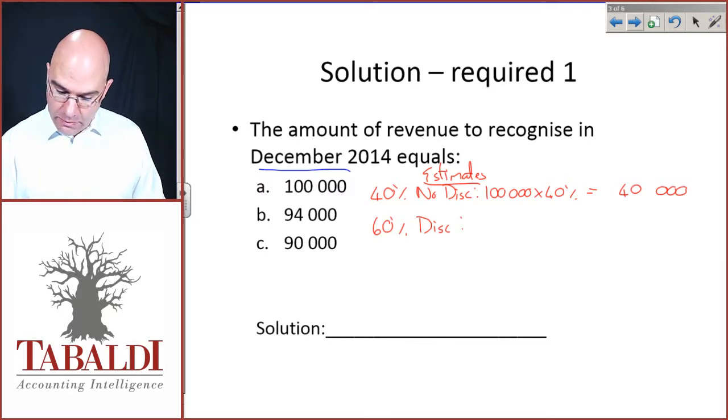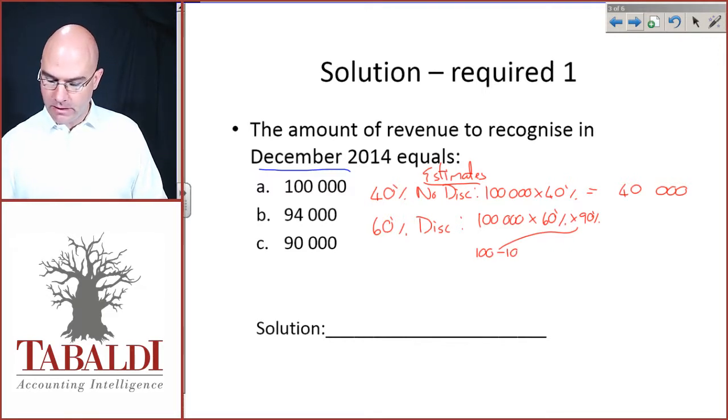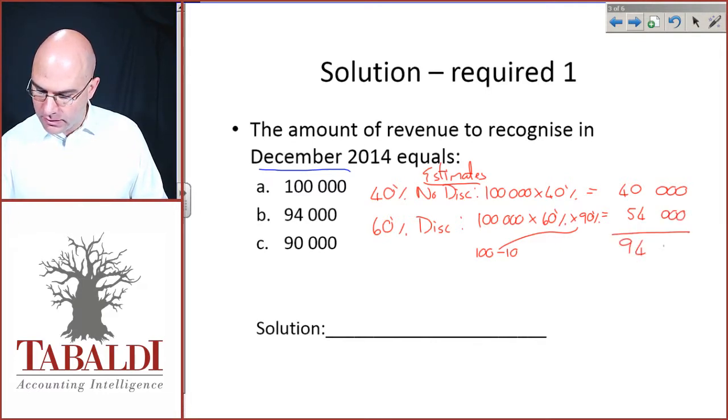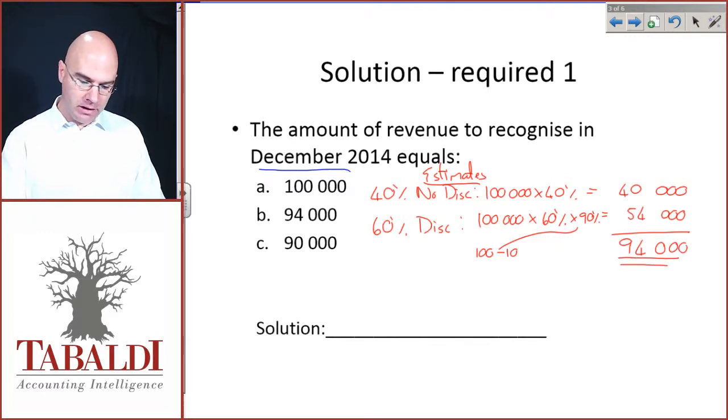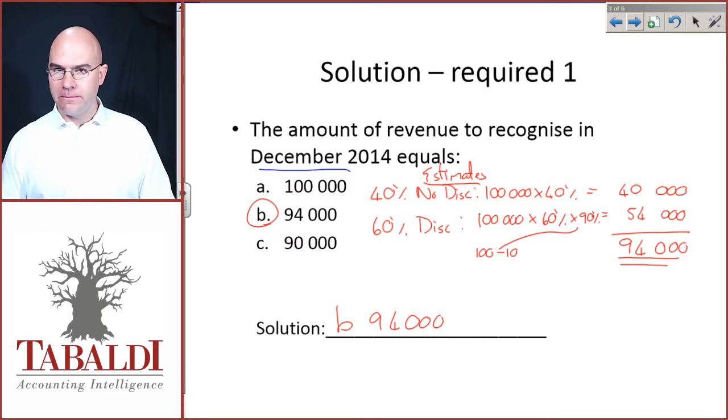Then for the discounts that we estimate, that will be 100,000 times 60% times 90%. What is that 90? That 90 is the 100 minus the 10% settlement. Okay? And that will give me 54,000. So I add those together and I estimate that I will recognize 94,000 in revenue in P&L in December. So that is answer B. Okay, so that's quite straightforward.